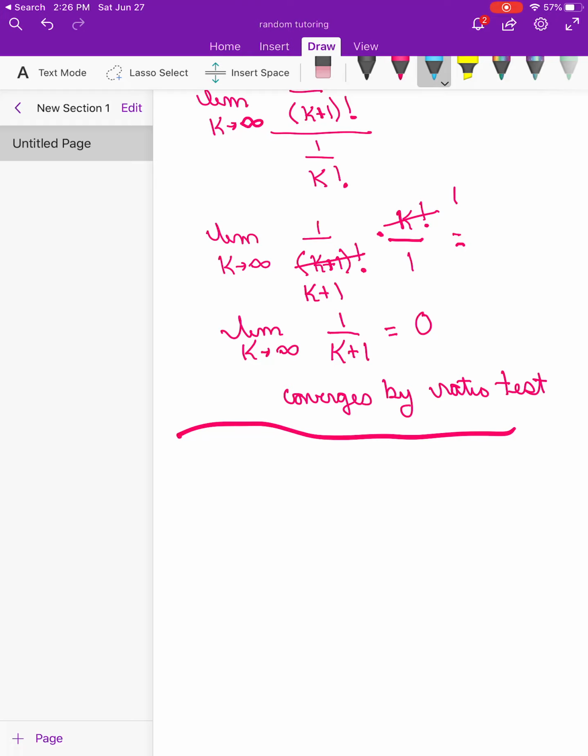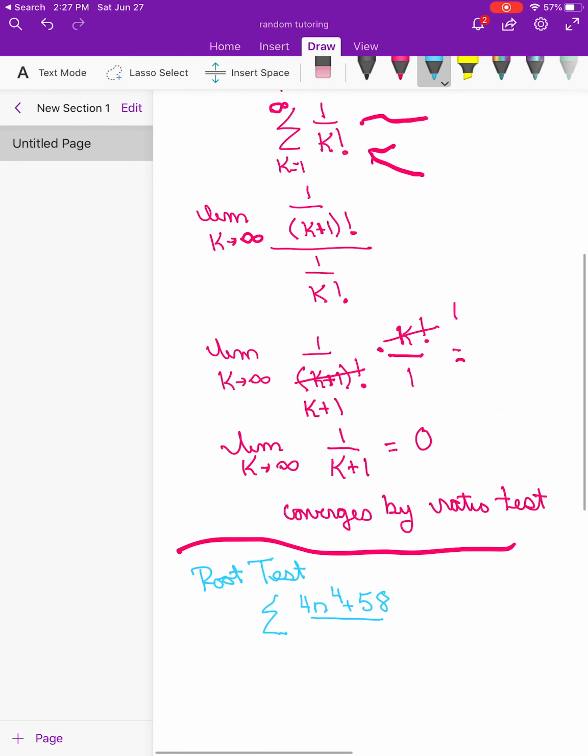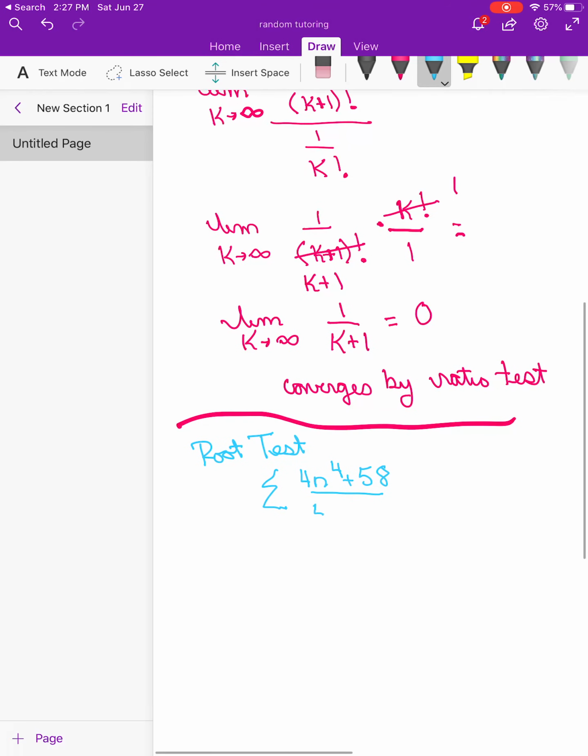All right, I'm going to switch colors. So then the root test, just for another basic example, say find if this converges or diverges: 4n to the 4th plus 58 over 5n to the 4th minus 3n cubed, all to the n power. And let's say we're going n equals 0 to infinity.